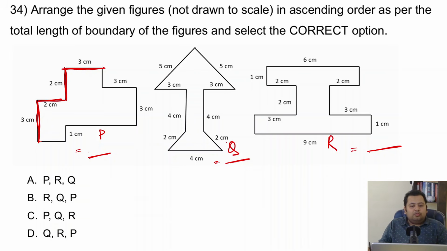Now this is what? This is not given, right? This and this will be equal, correct? So this becomes 2 centimeter, correct? So till now, how much we have? 3 plus 2 is 5, plus 2, 7, plus 3, 10. 10 plus 2 is 12. 12 plus 1 is 13, right?